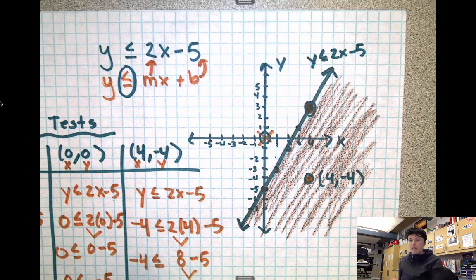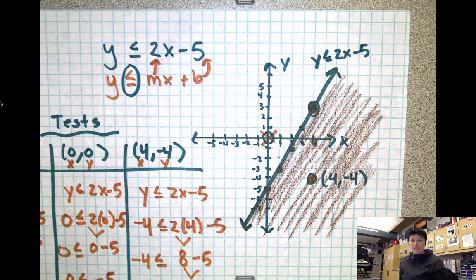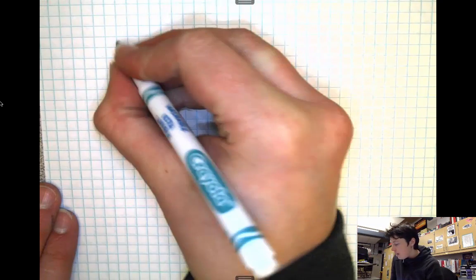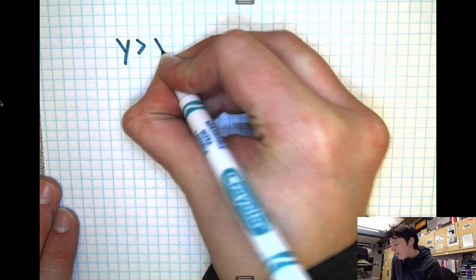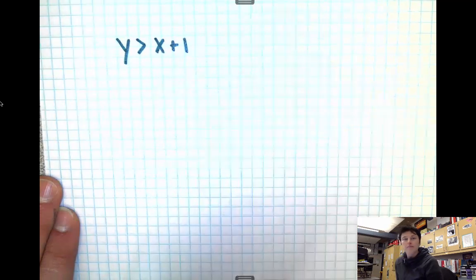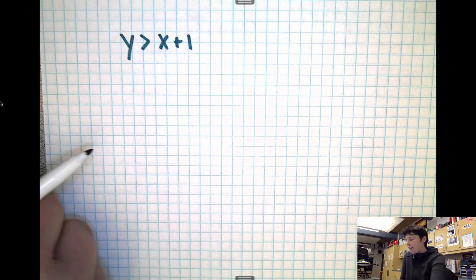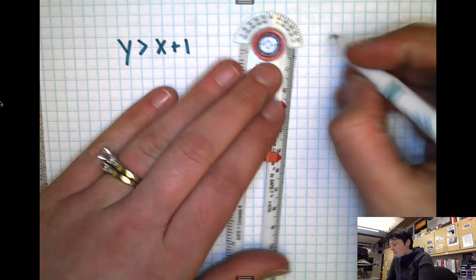Now let me show you an example that's different than this to kind of give you something to compare to. So now let's do one, maybe a different setup. I'm going to get some new paper here. Let's graph y is greater than x plus 1. Let's go for a nice simple line. Okay, so we're going to graph this on the xy axis. First off, as a line, it's a nice easy line.